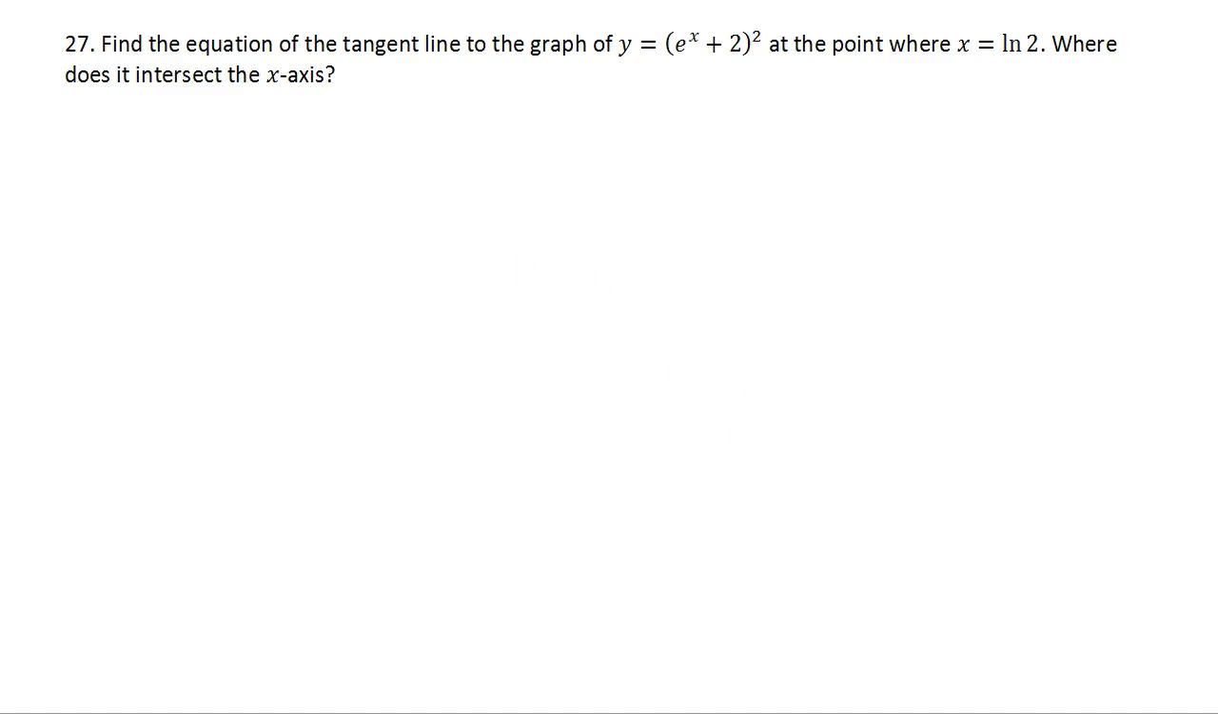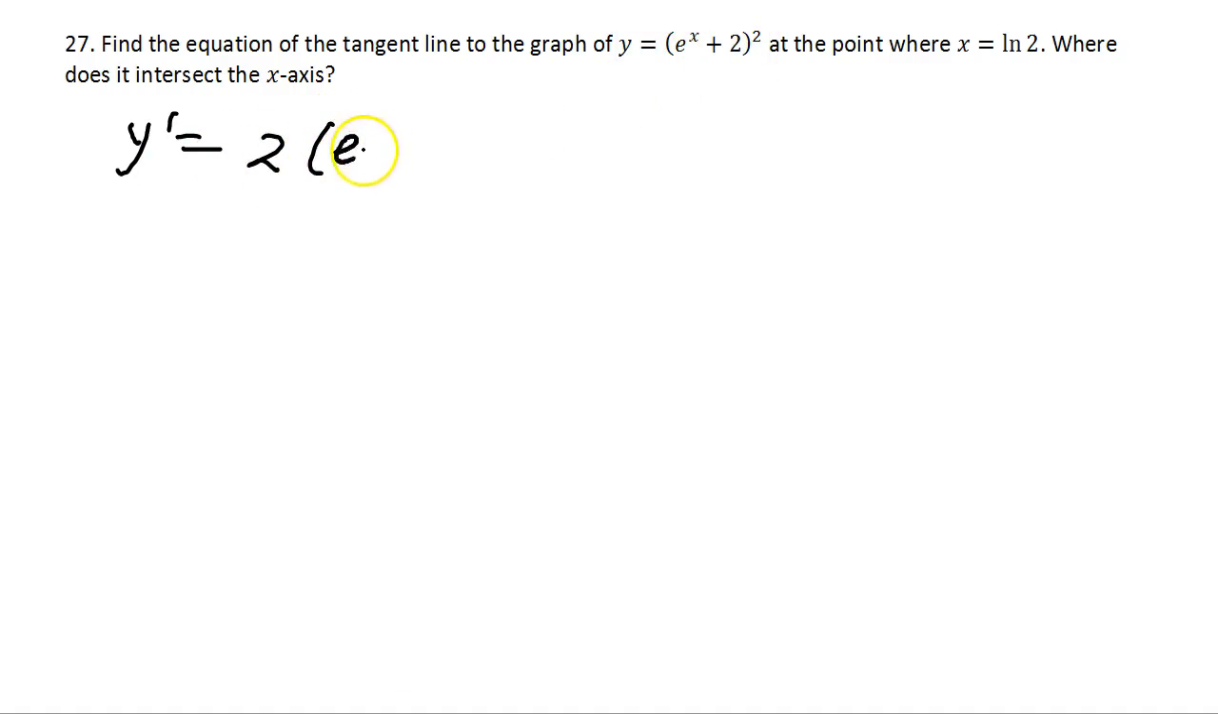Find the equation of the tangent line to the graph y equals (e to the x plus 2) squared, at the point where x is equal to ln of 2. So this is simply find the slope and use the point slope form. It's a very simple question. All right, so let's find the slope by differentiating. Since this entire thing is inside the square function, we need to use the chain rule.